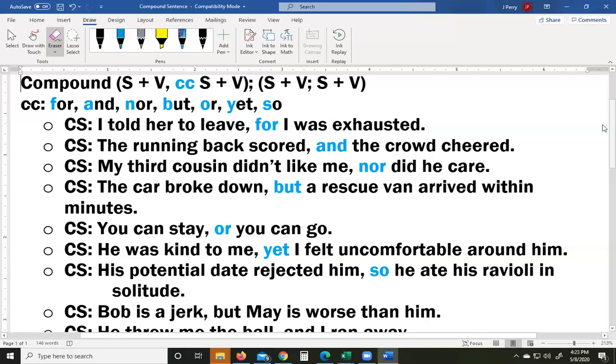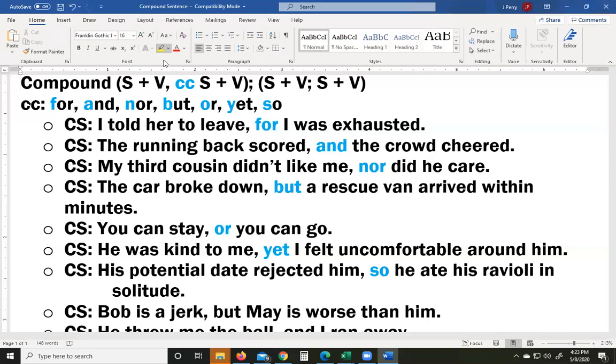But understand that one of the ways we can pick apart these items is by doing them in separate sentences. So the first one would be my third cousin, we're going to highlight it. My third cousin is our subject, and then our verb here, didn't like, and me is a direct object. So this is a simple sentence, number 3 that you have here. And then if we were to do this, we would say the subject here is he, but if we were to write this by itself, how would it go?